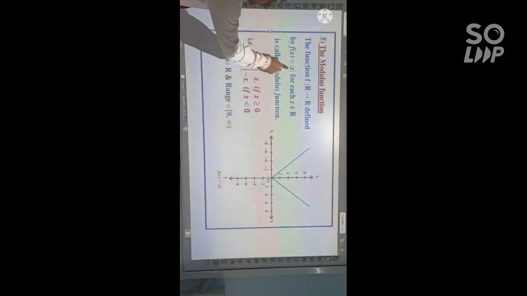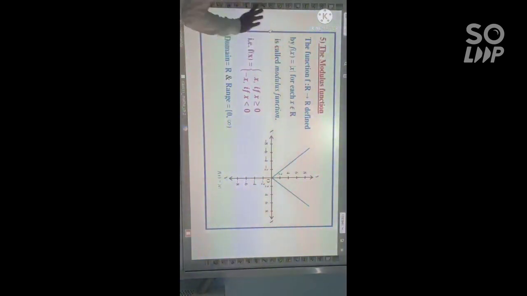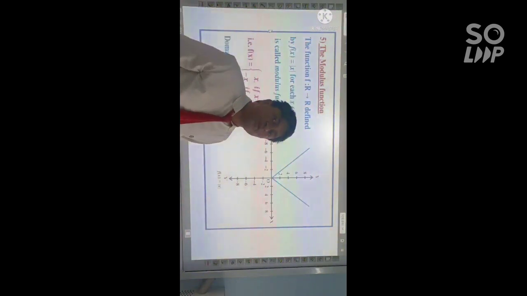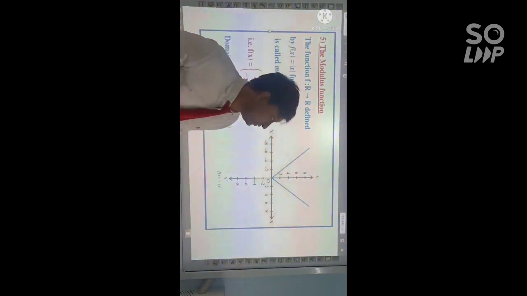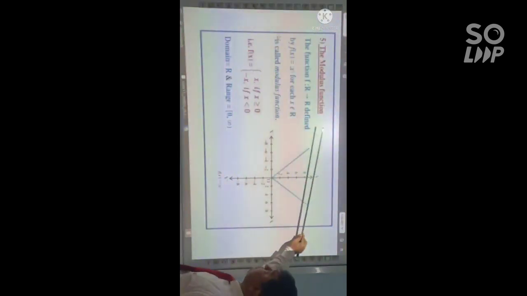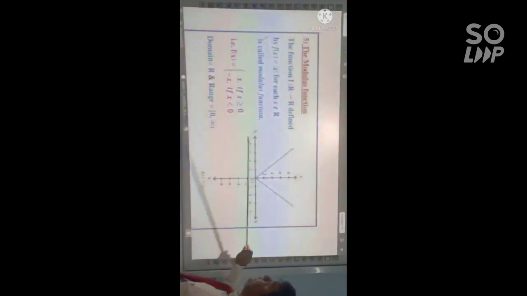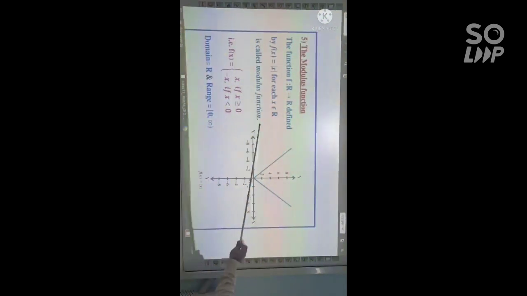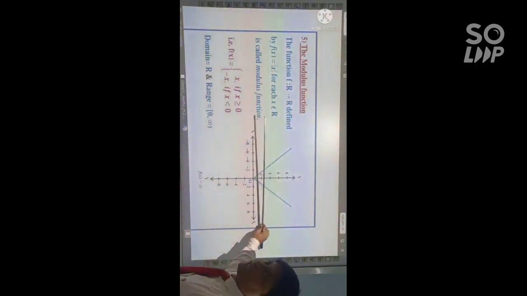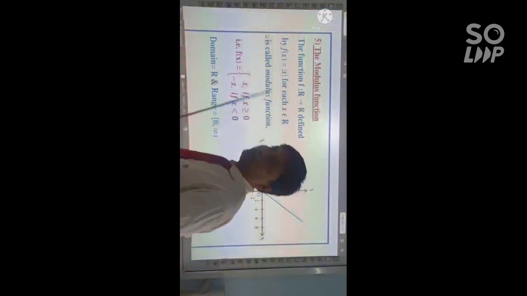We put a negative value, then we find a positive value. If we use a positive value, then we find a positive value. In all the conditions, we find the value of y is always positive. So, we know that this is the positive side, this is the negative side. So, all the graphs are on the positive side for the modulus function.